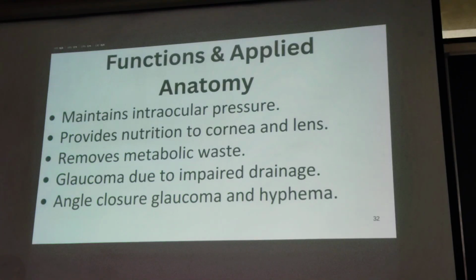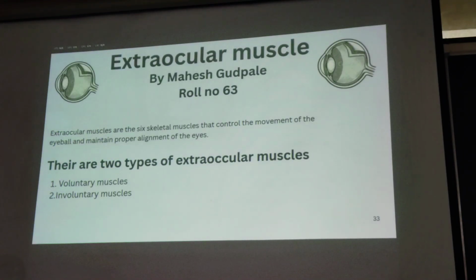Today I will present about extraocular muscles. Extraocular muscles are the skeletal muscles which are used for the movement of eyeball without changing the body posture.